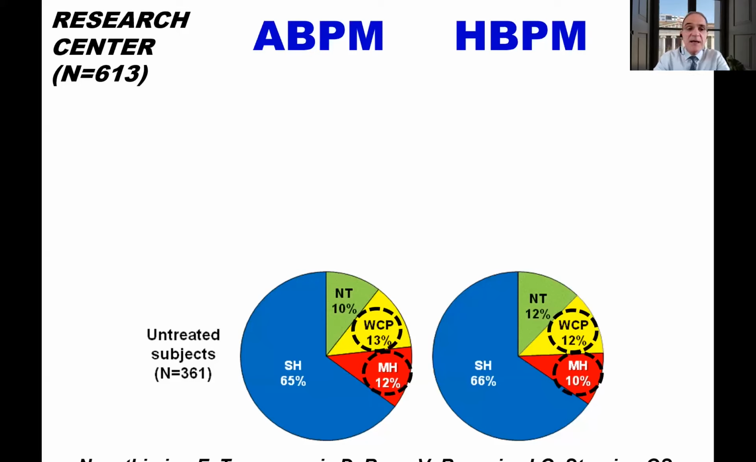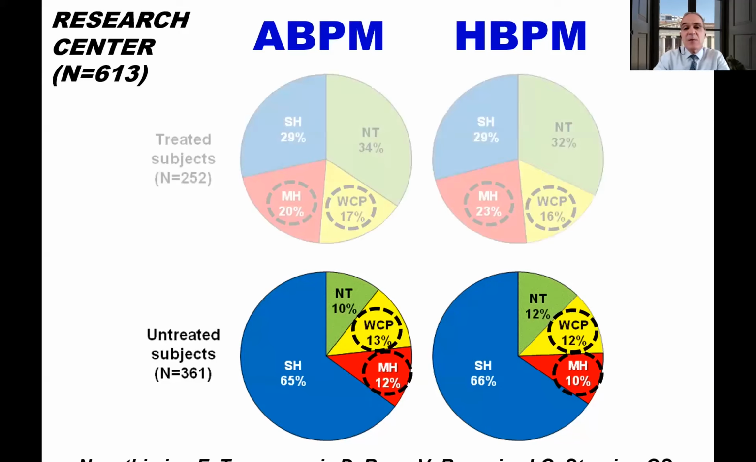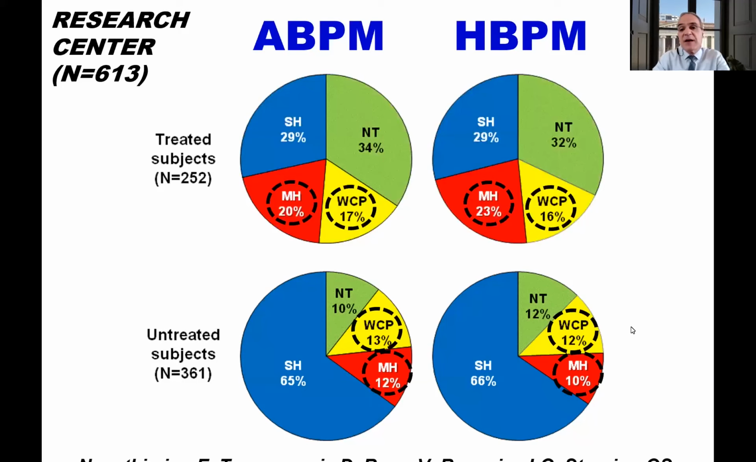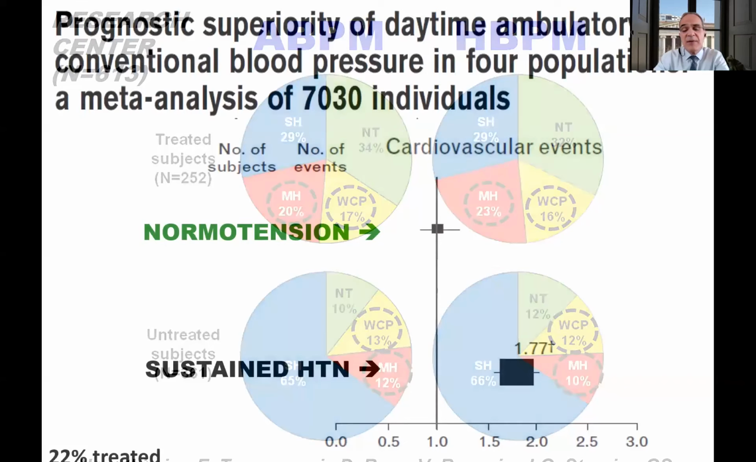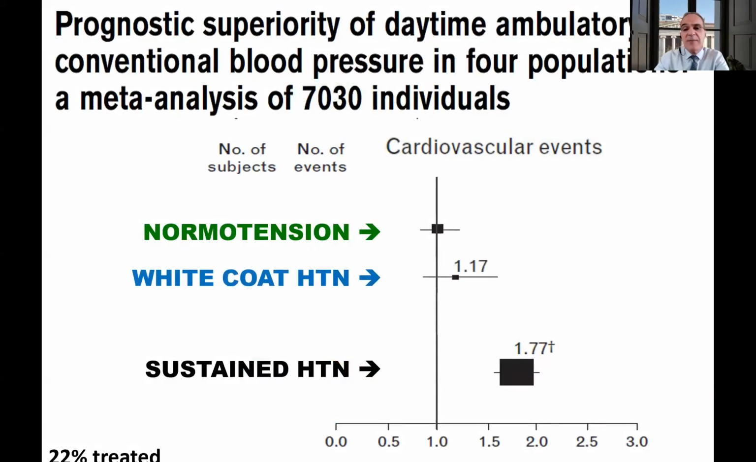Situation is worse in treated people. And you can see white coat and masked hypertension in our center goes up to 30%. So even with very careful measurements in an office, in a research setting, office blood pressure is often misleading in both untreated and treated people. And it is important to detect white coat and masked hypertension because you can see here, white coat hypertension has low risk, not the same, but close to normotensives, and masked hypertension has higher risk close to uncontrolled hypertension.